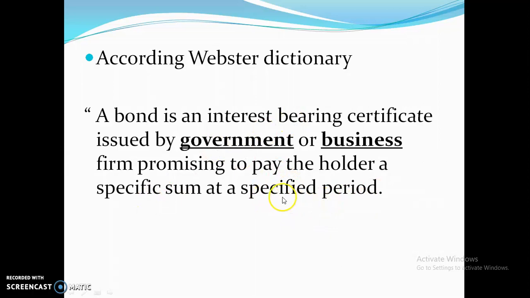Specified means a fixed period. So let me repeat again. A bond is an interest bearing certificate, which means a bondholder gets interest. They get a certificate as a proof. A bond is only issued by the government or a business firm. It is a promise to pay the specific amount at a specified period. Specific amount means a fixed amount at a fixed date.